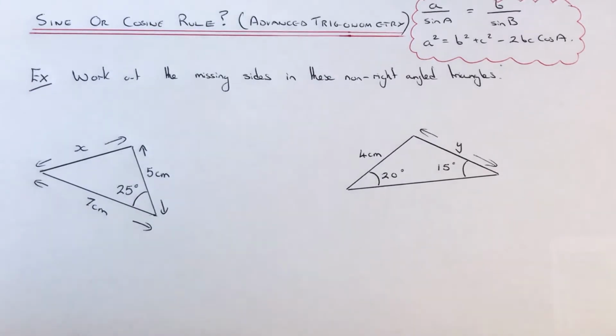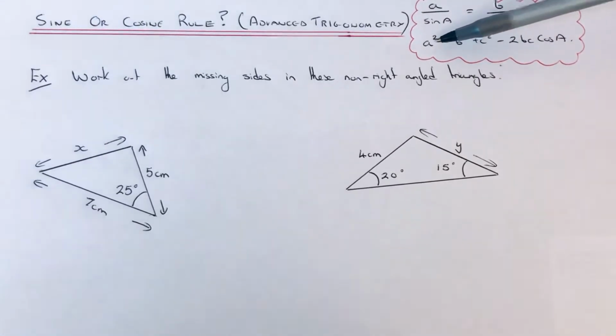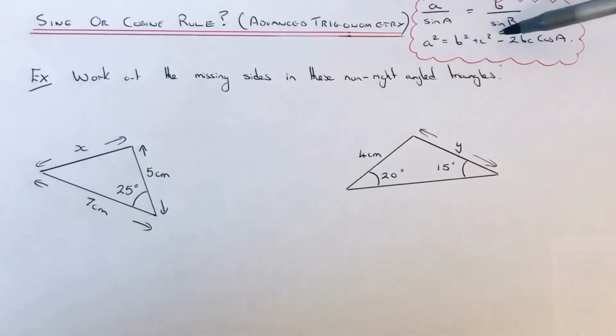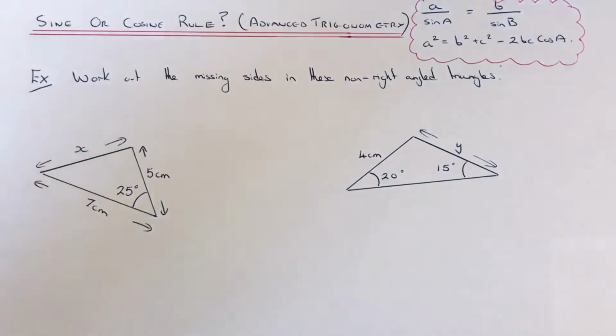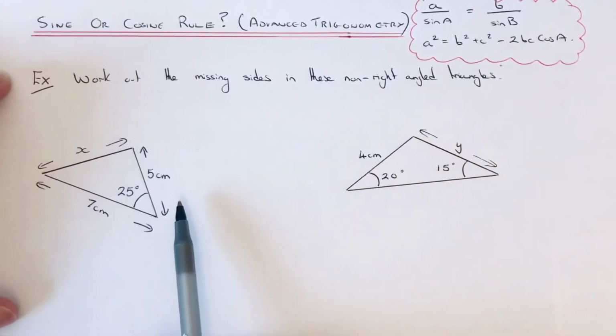Today I'm going to go over a couple of examples on the sine and cosine rule and show you when to use each one. Okay, so if you don't know already, the two formulas for the sine rule and the cosine rule are in the cloud here. So the sine rule is little a over sin capital A equals little b over sin capital B. And the formula for finding the side using the cosine rule is a squared equals b squared plus c squared minus 2bc cos capital A. Okay, so we're going to work out the missing sides in these two non-right angled triangles.